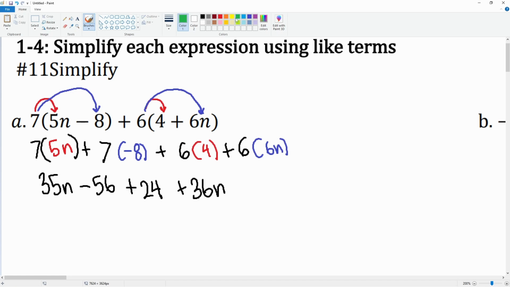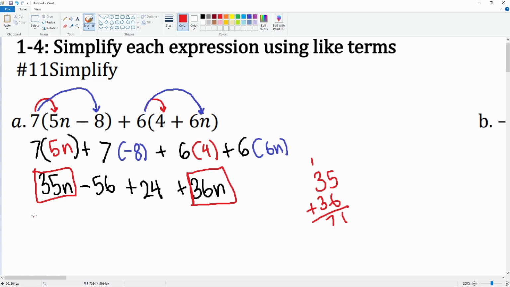Okay, there's some like terms here. We have the n terms here, 35n and 36n here. Those combine. Let me do the addition on this side here. So 35 plus 36, 6 plus 5 is 11, carry the 1, 3 plus 3 is 6, plus 7 is 71. So this becomes 71n. Okay. Then we have the constant terms here, which is the -56. Then we have the 24.